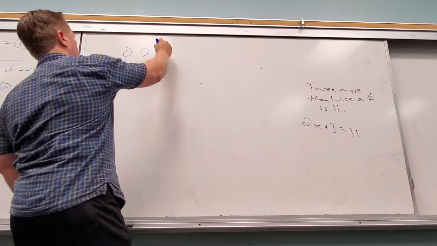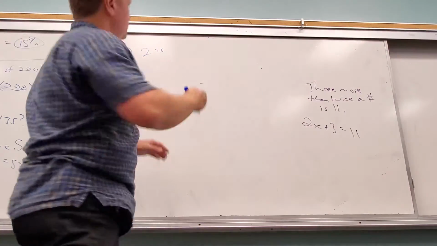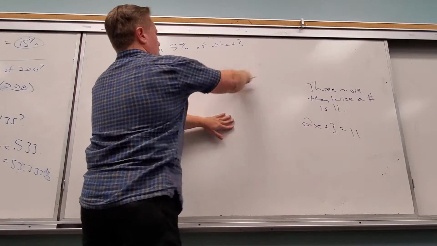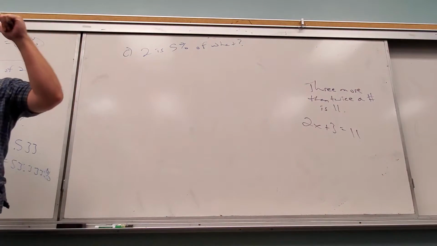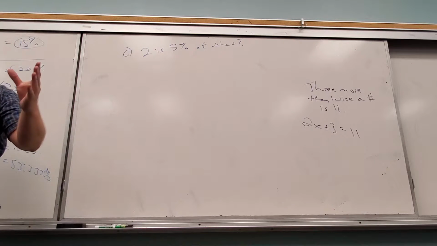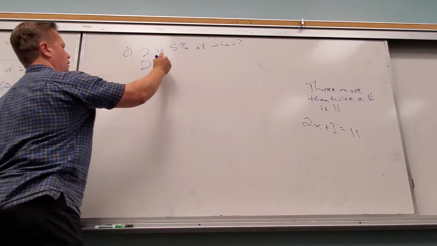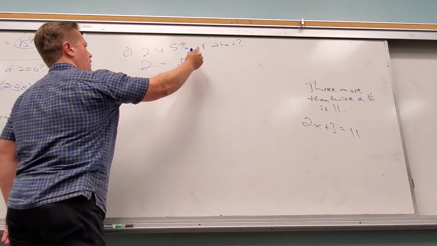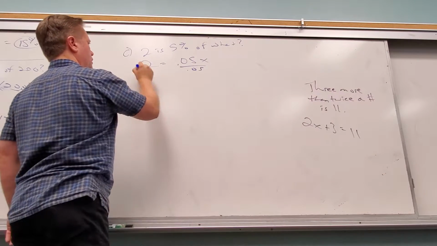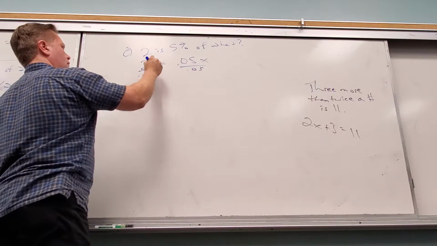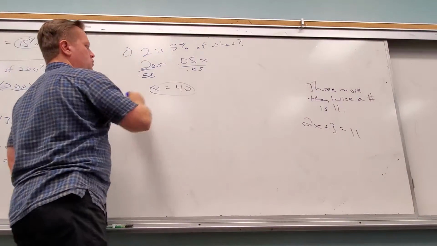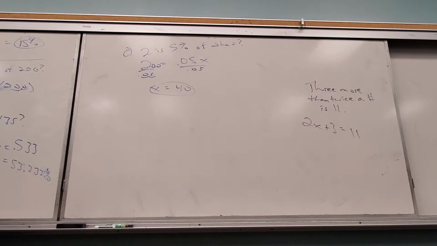C says 2 is 5% of what? These kind of problems now are easy, right? I mean, you should start to see them as equations. They just haven't been written that way yet. So 2 is 0.05 x. Watch this. 200 divided by 5. Do the same kind of trick.